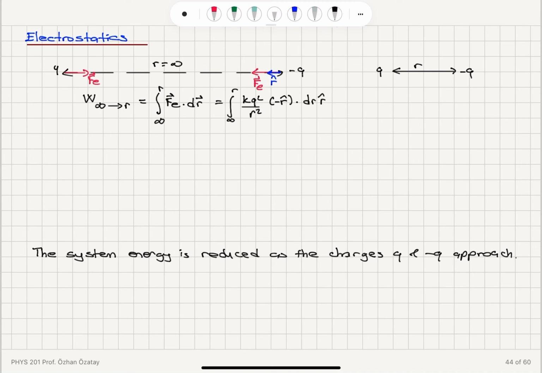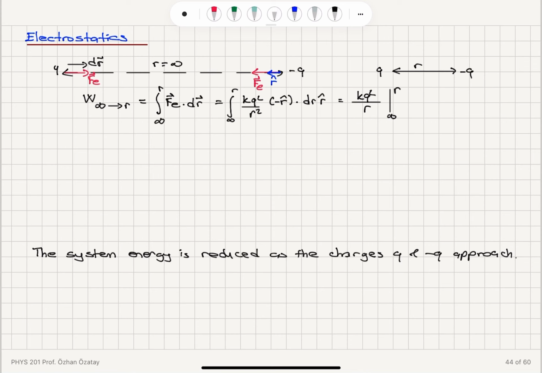dr r hat, and dr itself will be negative as I approach here, so the dr vector will be pointing in this direction. Why? Because you can see that r hat is pointing in this direction, dr will be negative, so the dr vector will be pointing in this direction. And this integral will give me kq squared over r evaluated between infinity and r.